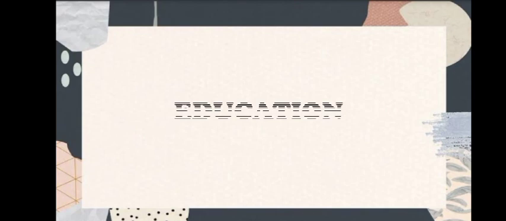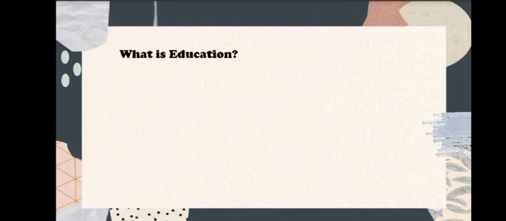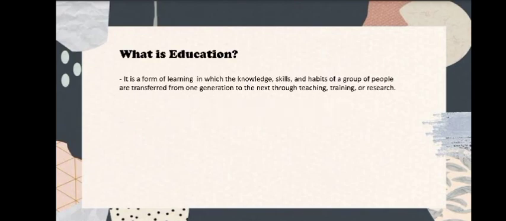So the next major social institution is education. When we say education, it is a form of learning in which the knowledge, skills, and habits of a group of people are transferred from one generation to the next through teaching, training, or research. So education is the social institution through which a society teaches its members the skills, knowledge, norms, and values they need to learn to become good, productive members of their society.